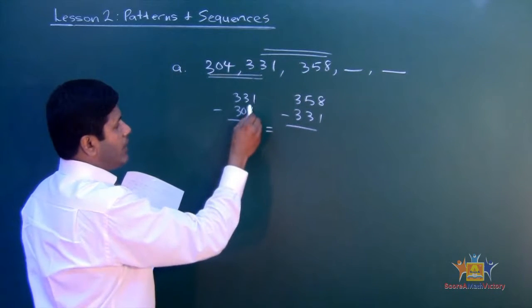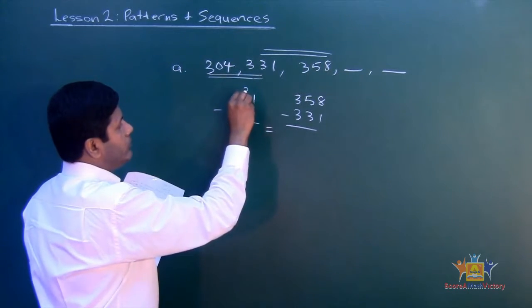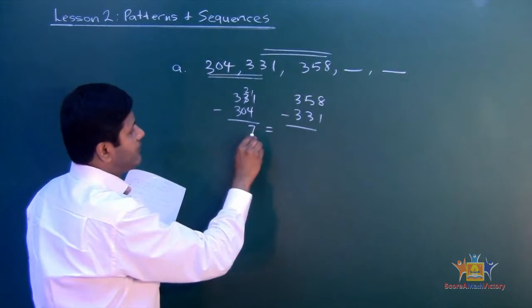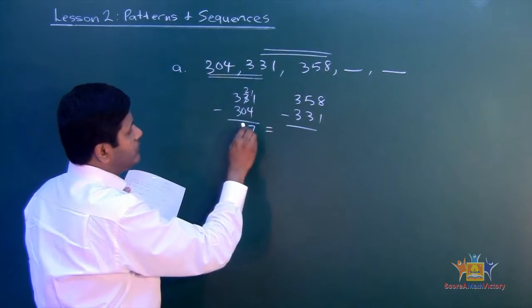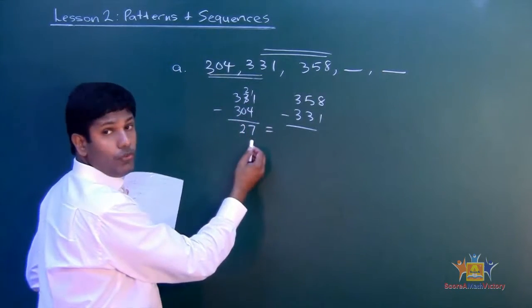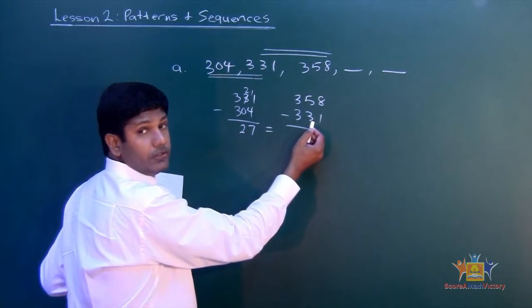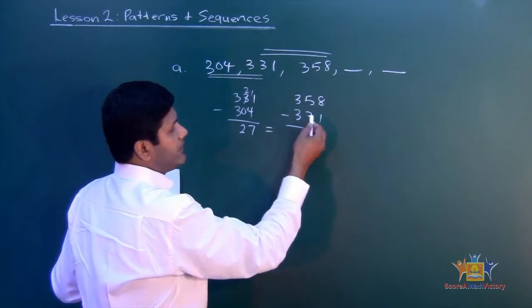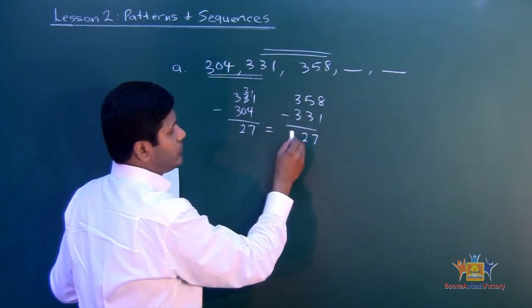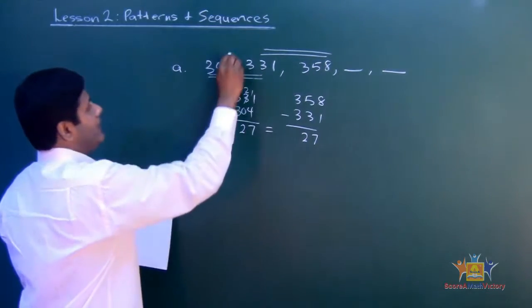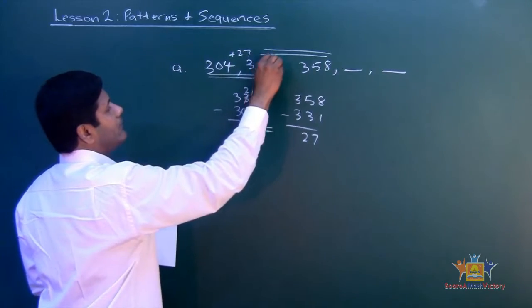1 minus 4, I can't. Borrow from 3. 3 becomes 2. 1 becomes 11. 11 minus 4 is 7. And then 2 minus 0 is 2. And then 3 minus 3 is 0. So it comes to 27. Let's see if this one also turns out to be 27. 8 minus 1 is 7. 5 minus 3 is 2. 3 minus 3 is 0. Aha! It is 27. That means we are adding 27.